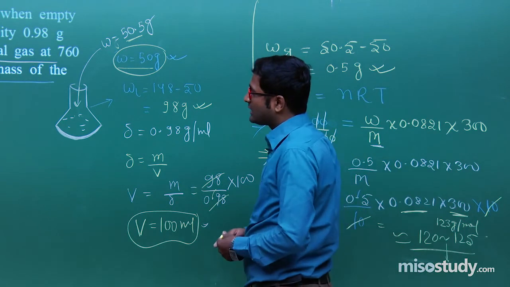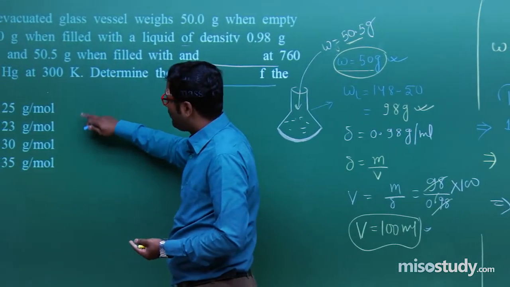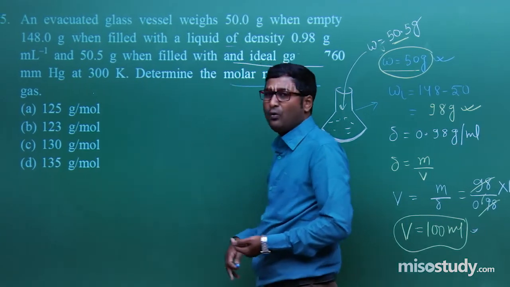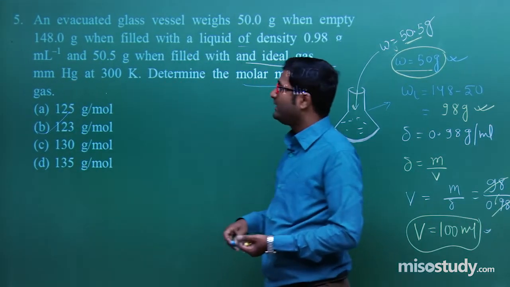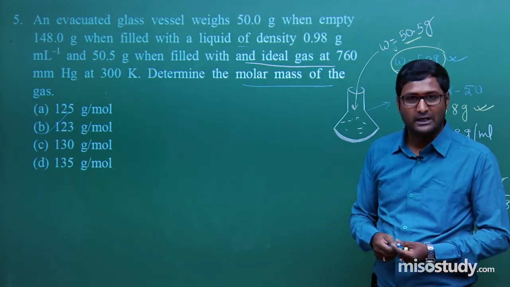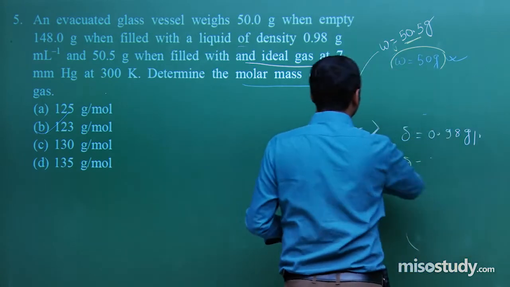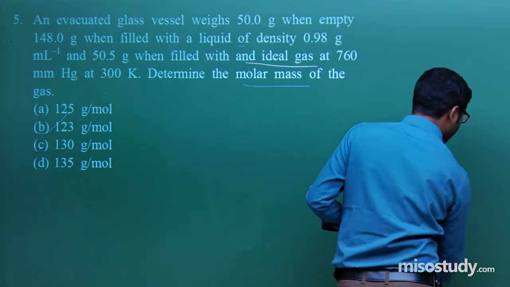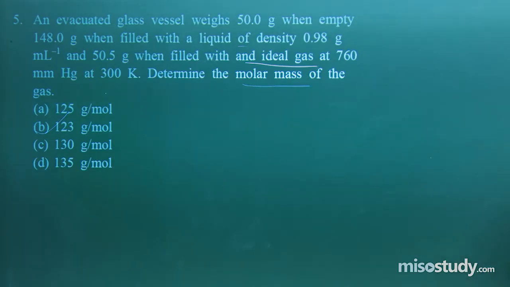Clear to you? Now check out the options here. That is 125, 123, 130 and 135. The answer in this case is 123 gram per mole. Clear? Now I am going to rub this part and move towards the next solution. Now what will happen in this case? Check it out.